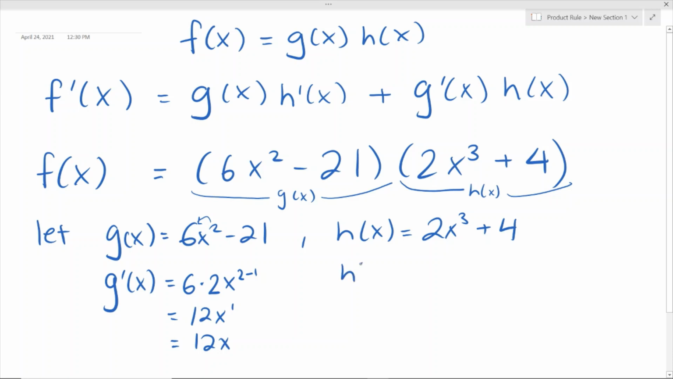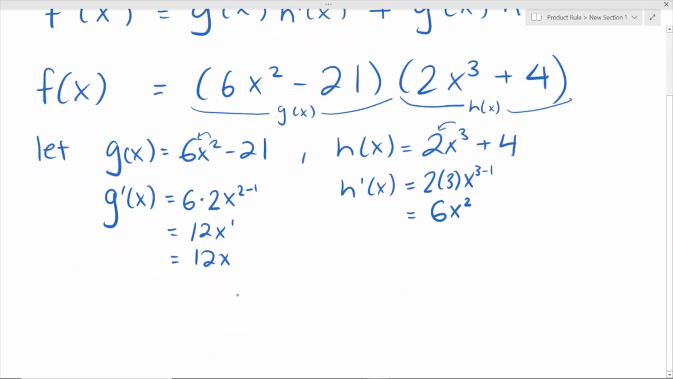Now h prime of x, the derivative of h of x, we have to multiply this 3 with the 2 using the power rule. So 2 times this 3, bringing the 3 down, and then there's an x here, with 3 minus 1 as the exponent, because of the power rule. So 2 times 3 gives us 6, x to the exponent of 3 minus 1. 3 minus 1 is 2, so x to the exponent of 2, and thus this is our derivative of h of x. This is our derivative of g of x.